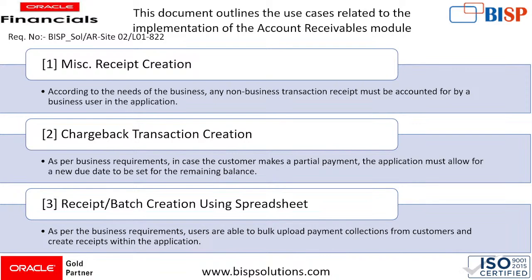And the second requirement as per business requirement is chargeback transaction creation. In case the customer makes a partial payment, the application must allow a new due date to be set for the remaining balance amount, right? So that is the requirement of the business user. And third, the users are able to bulk upload payment collections from customers and create receipts within the application, right? So move to the next slide.